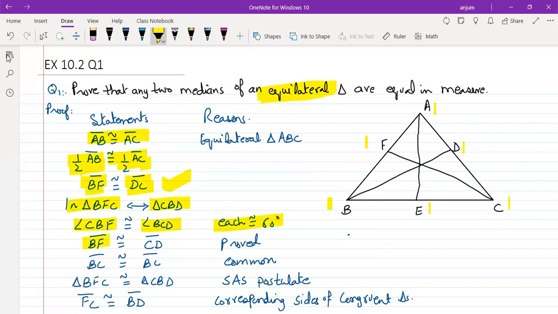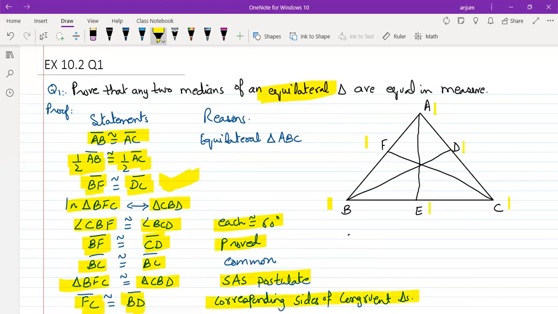And we can take the next result. BF is congruent to CD. We have already proved it here. And BC is congruent to BC. These are the common sides. So these two triangles, BFC and CBD, because of the side angle side postulate, are congruent to each other. And whenever two triangles are congruent, all their corresponding sides and angles are congruent to each other. So we can write FC is congruent to BD, the corresponding sides of the congruent triangles.